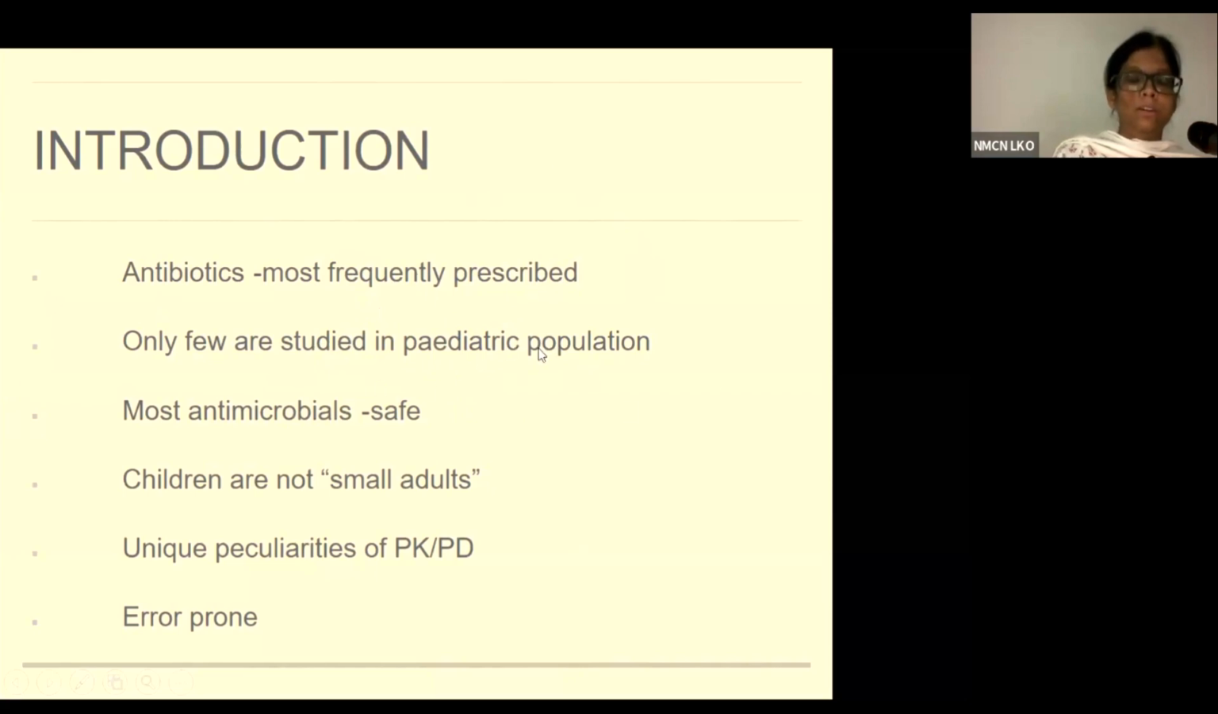In children, most antimicrobials are given based on studies done in adults, and they have been more or less found safe. But we know that children are not small adults, and there are unique peculiarities of pharmacokinetics and pharmacodynamics. And because the dosages vary according to the age as well as according to the weight of the baby, they are more prone to errors, both during the dosage calculation as well as during dilution and administration.